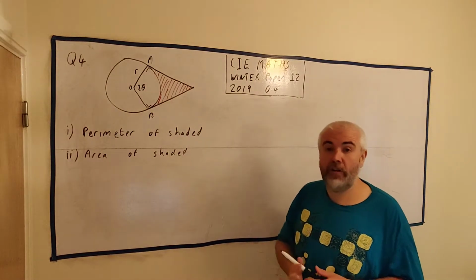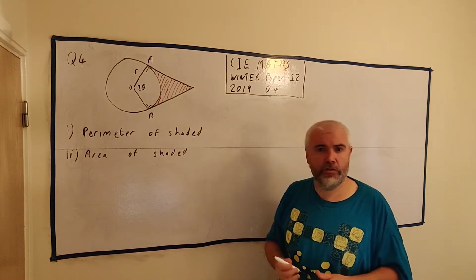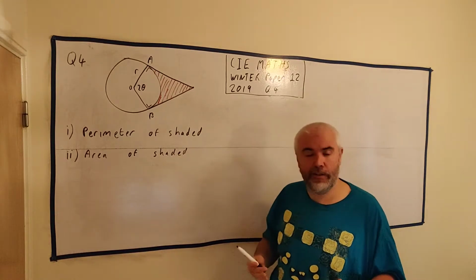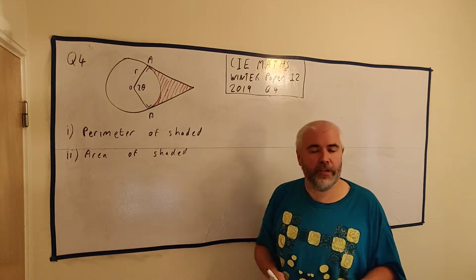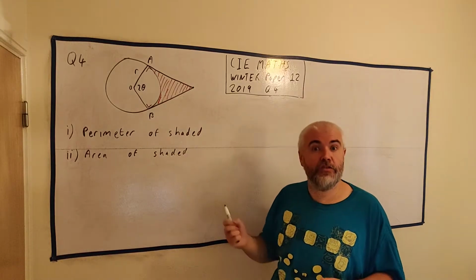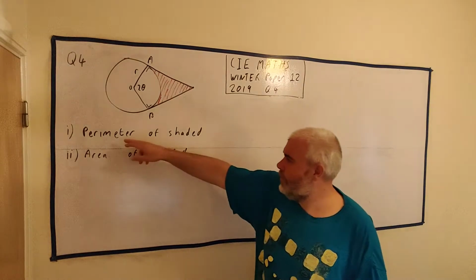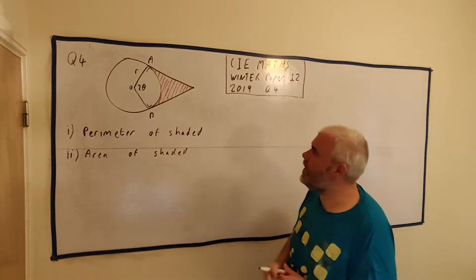That's important. Make sure your calculator is set to radians. Other than that, it doesn't matter too much. Just remember a triangle is made up of pi, not 180 degrees, when we're in radians. A circle is 2 pi, not 360. Okay, so let's start with the first one: the perimeter of the shaded region.